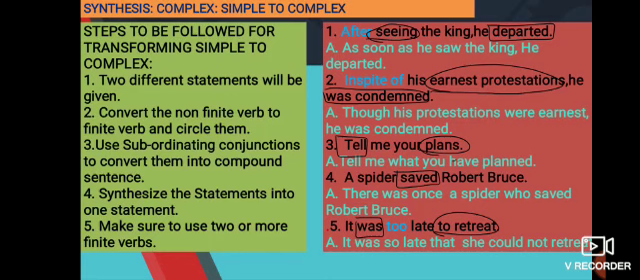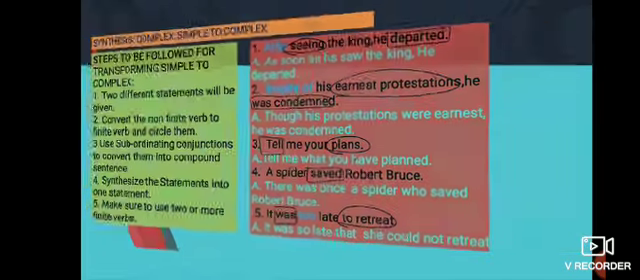Number 5, it was too late to retreat. This shows result. What was it? It was so late that she could not retreat. This is to remove "too", but you have solved it. So this "too" is replaced with "so that", cannot, and could not. If it is past, you will use could not. So now we've got two finite verbs, was and could retreat. So it was so late that she could not retreat.